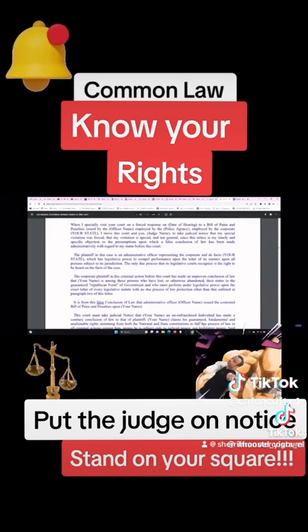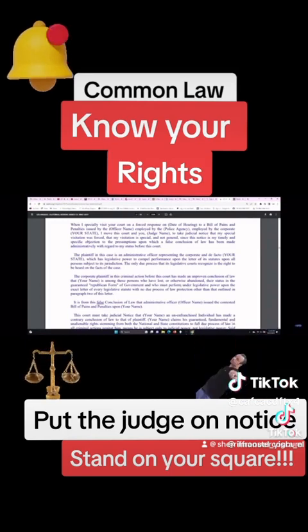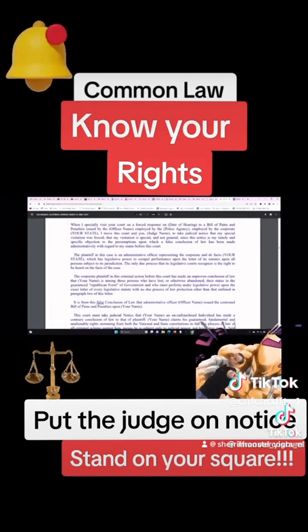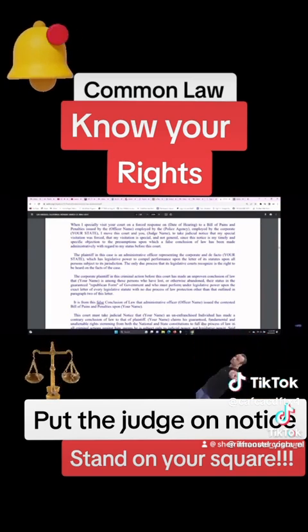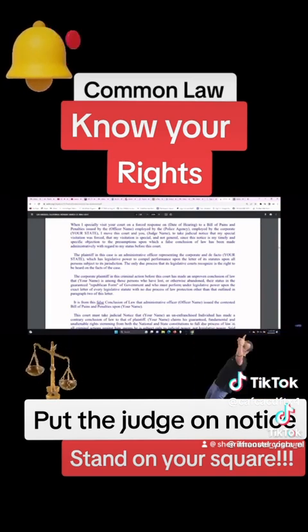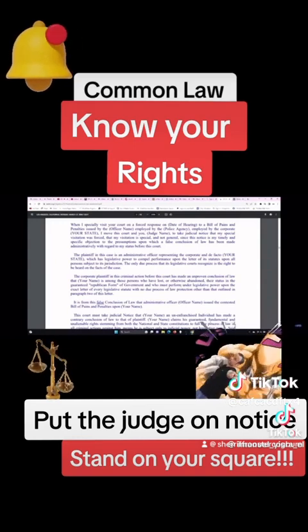All right, so the plaintiff in this case is an administrative officer representing the corporate and de facto state of Georgia, which has legislative power to compel performance upon the letter of its statutes upon all persons subject to its jurisdiction. The only due process that this legislative court recognizes is the right to be heard on the facts of the case. That's all. They do fact finding. The judge is a fact trier. The jury is a fact trier.